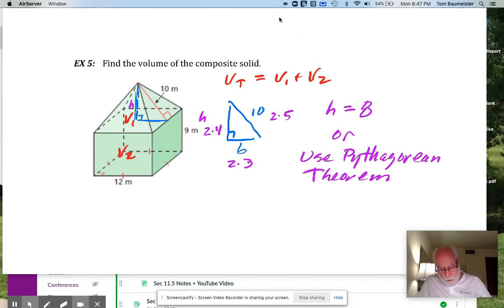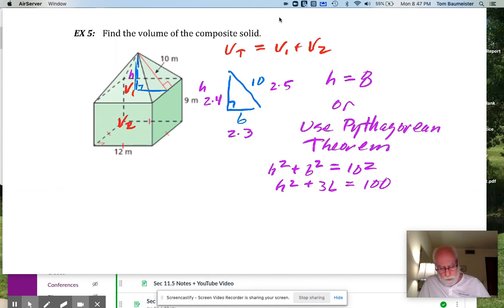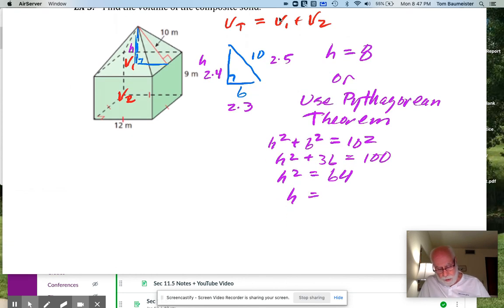Which will tell us H squared plus 6 squared is equal to 10 squared. Or H squared plus 36 is equal to 100. We're going to subtract 36, so I'll get H squared is equal to 64. If I take the square root of that, I'll get H is equal to 8. So notice, either way, I've got the same answer. If you're used to seeing the special right triangles, it makes it a lot easier than having to do the Pythagorean theorem.